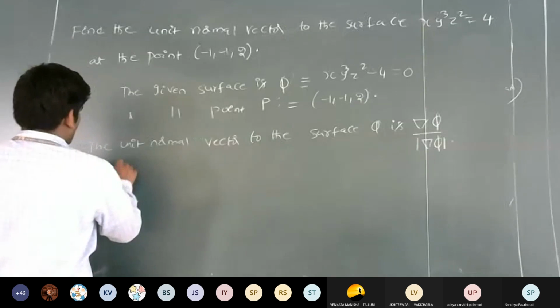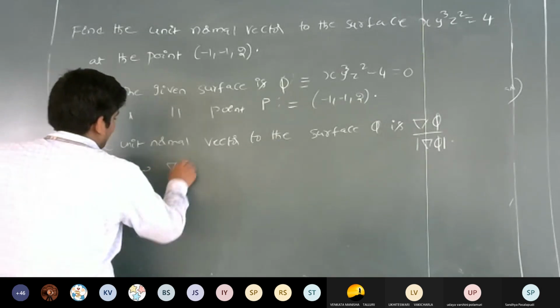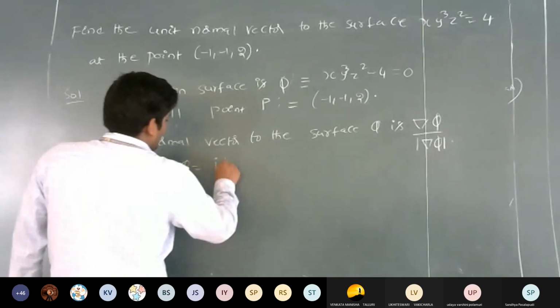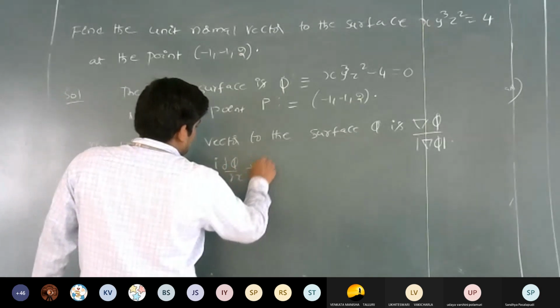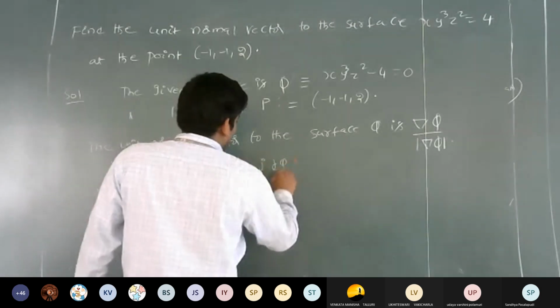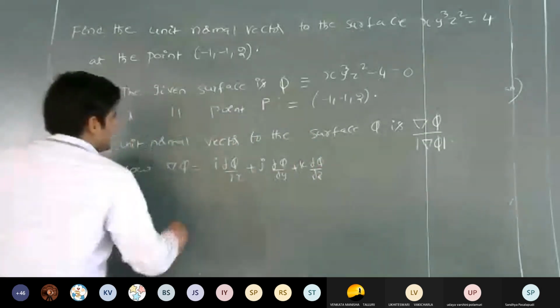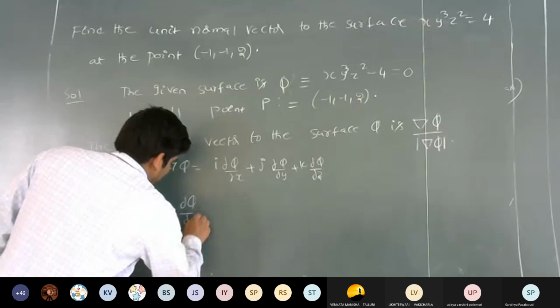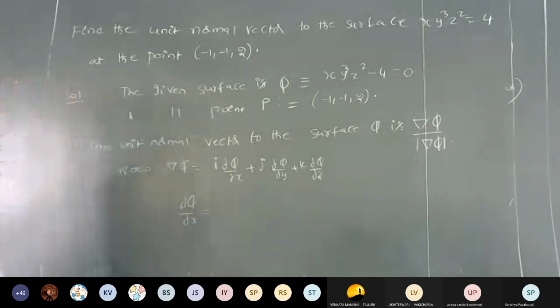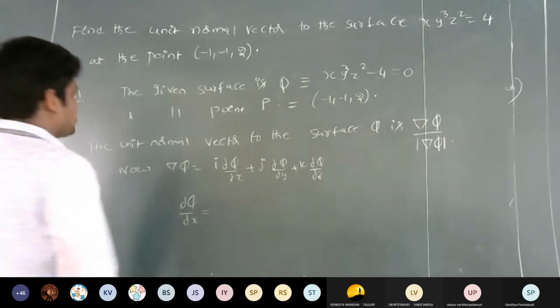Right. Now what is the del phi formula? I into dou phi by dou x plus j into dou phi by dou y plus k into dou phi by dou z. Right. Already we know the value of phi. What is the value of dou phi by dou x? Sandhya, what is the value of dou phi by dou x? Y cube z square. Yeah, very good. Y cube z square.